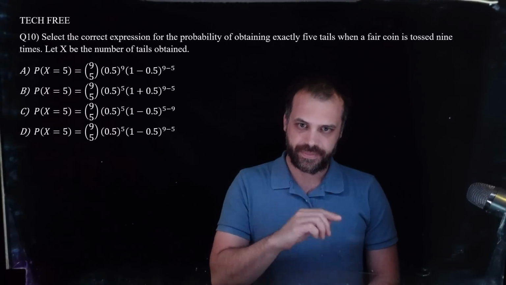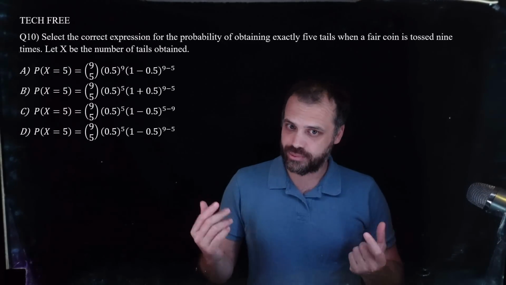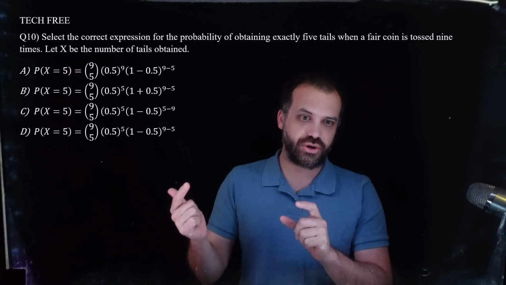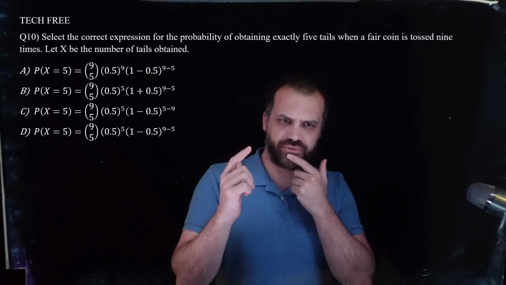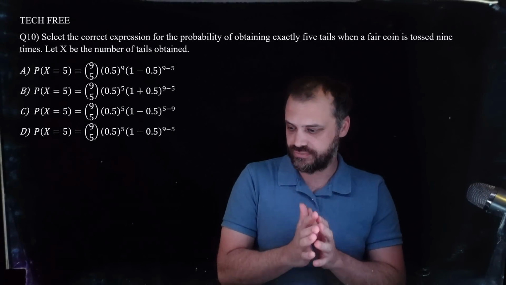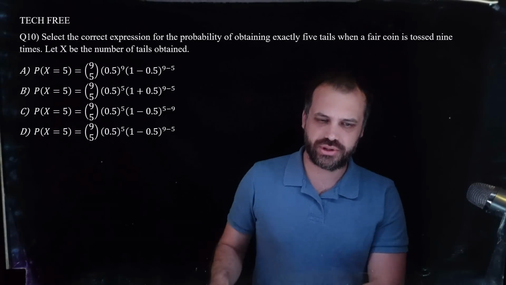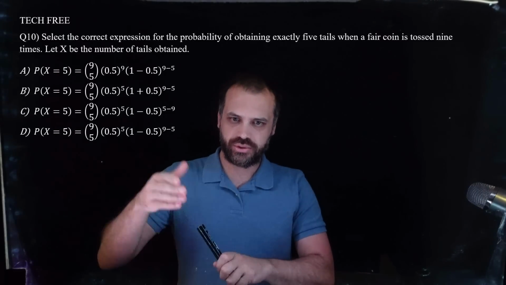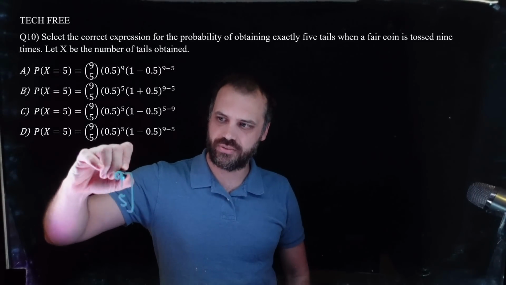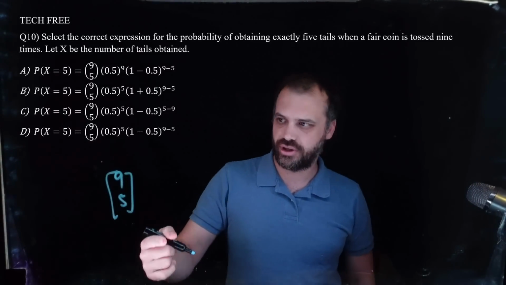Let's get started. Alright, this is a warm-up question. Binomial probability. You're supposed to just know this formula. We're going to flip a coin 9 times, and we've got 5 successes. So, what's the formula? Well, all these formulas look the same. 9 choose 5 is obviously the correct idea, right?